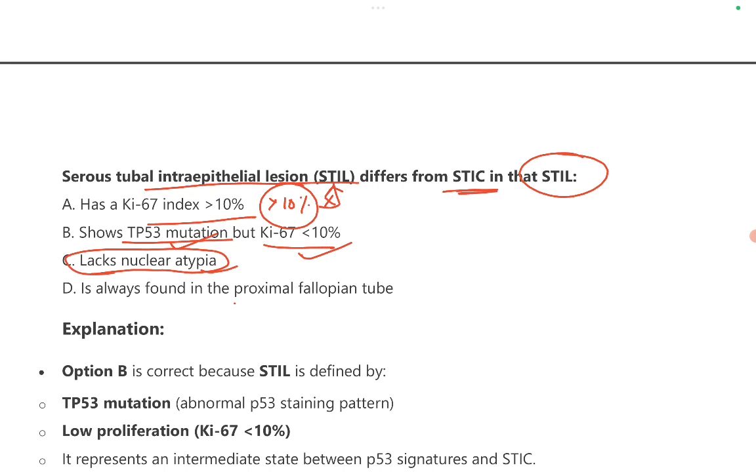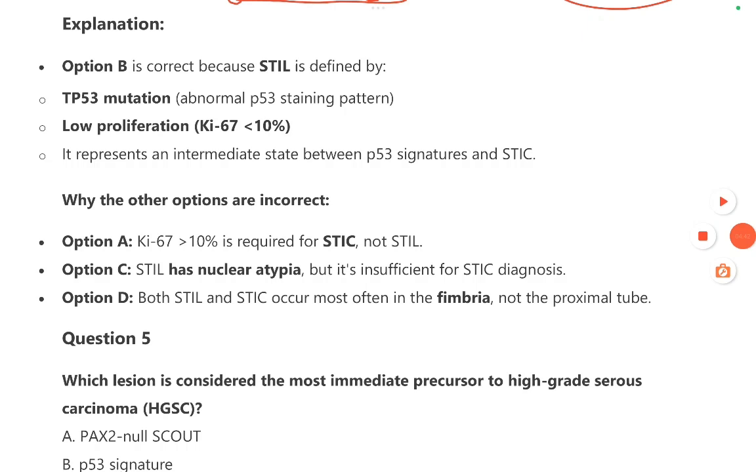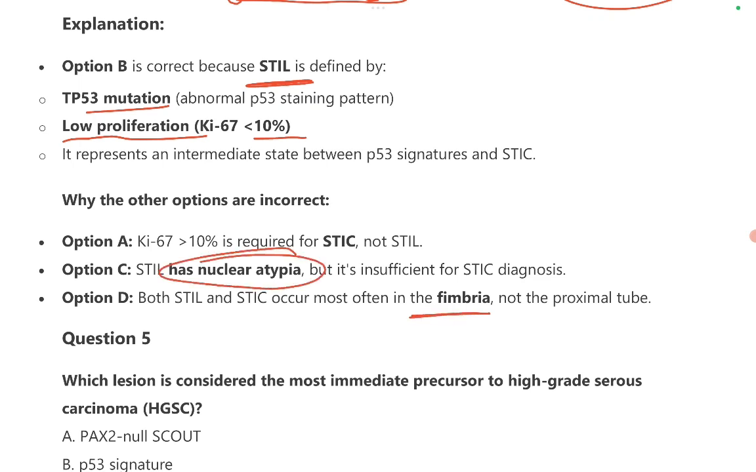In option D, it is always found in the proximal fallopian tube. So I don't think it differentiates from STIC, because STIC and STIL lesions are both found in the fimbrial portion of the fallopian tube mostly. So a STIL lesion is defined by TP53 mutation, low proliferation index, that is less than 10%, and also they have some degree of nuclear atypia, and most often occur in the fimbriae.